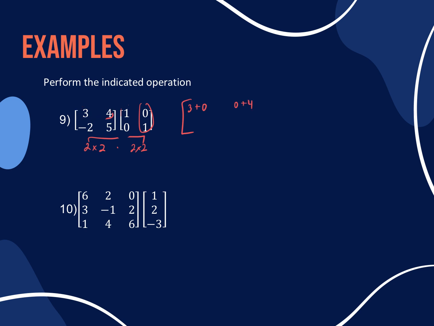Then I'm going to go to the bottom, and I'm going to go to the first column, and I'm going to do -2 times 1. -2 times 1 is -2. 5 times 0 is 0. And then I'm going to go to the last column, and I'm going to do -2 times 0 is 0. And 5 times 1 is 5. And when I do the actual math here, I get 3, -2, 4, and 5. And this is the solution to this.